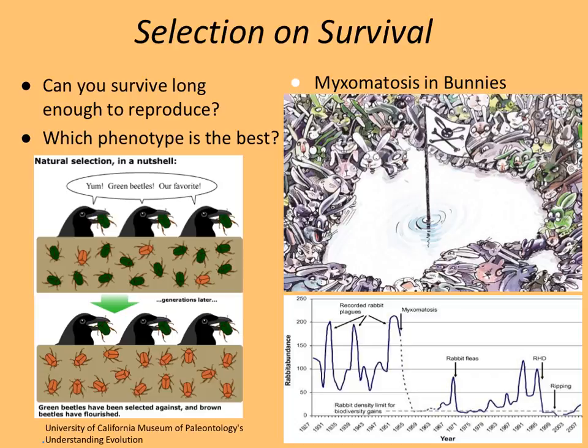So here are some examples of survival selection again. We've got these black birds against a dark background. The green ones stand out, the other ones not so much. The birds eat all the green ones, and you end up with others that are more camouflaged.